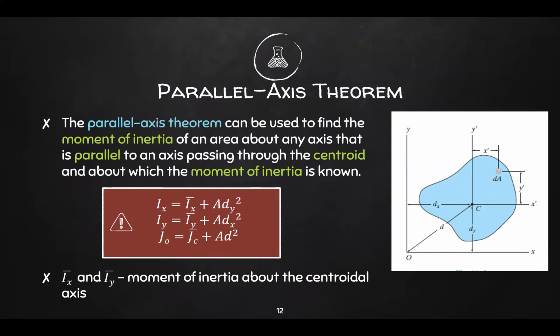So instead of solving as is, like what we've been doing earlier, where we have an irregular shape, and then dividing it into simpler shapes, and then taking the distance of its elements to your reference axis, instead of doing that summation, just know Ix bar, Iy bar, and Jc bar. And then just add area, total area, times distance of its centroid to your reference axis. Okay. So once again, let's try and derive that.